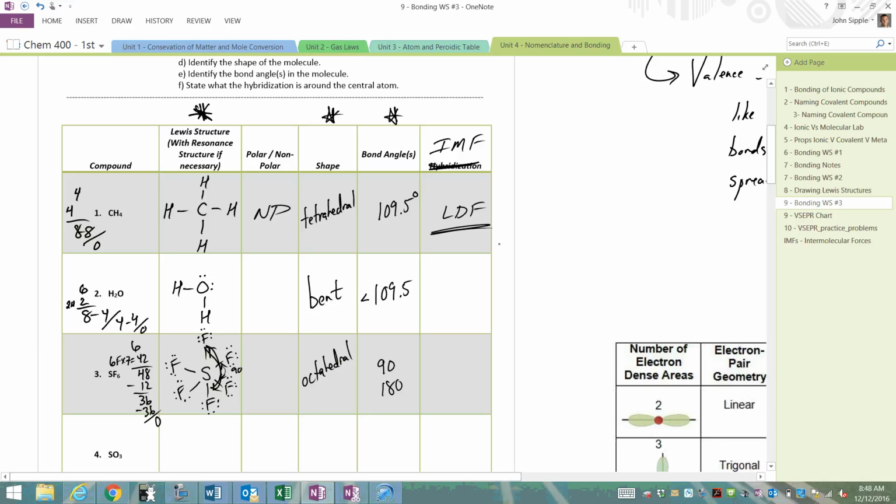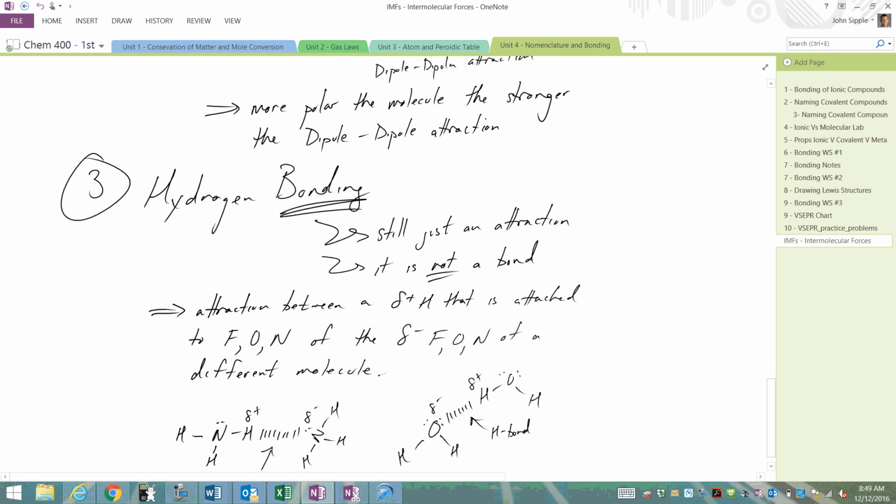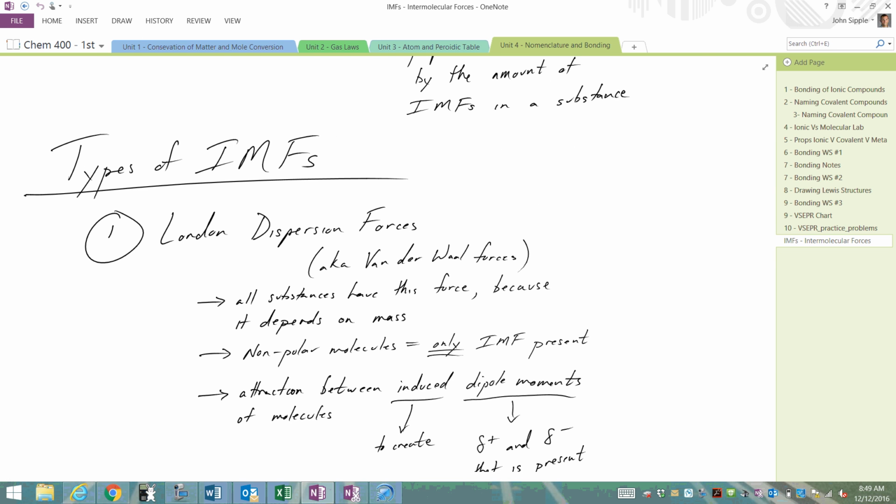Second one on the list, H2O. This guy's polar, so it's got all three. It's got LDF, it's got dipole-dipole, and it's got hydrogen bonding. I could also ask, here's this molecule, what's the strongest intermolecular force in it? Hydrogen bonding, right. Great. So you should know that all three are there, but you should also be able to say the strongest one is this one. Or if it's only LDF, dipole-dipole. Okay. Just to make sure I was clear on that as we were going through these, weakest at the top, strongest at the bottom.